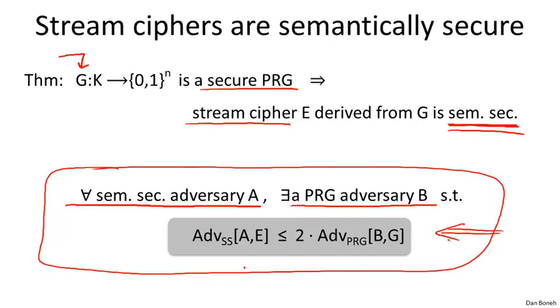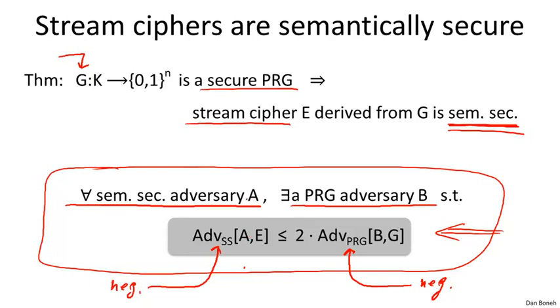Now, why is this inequality useful? Basically, what do we know? We know that if B is an efficient adversary, then since G is a secure generator, this advantage is negligible, right? A secure generator has a negligible advantage against any efficient statistical test. So the right-hand side is going to be negligible, but because the right-hand side is negligible, we can deduce that the left-hand side is negligible, and therefore the adversary that you looked at actually has negligible advantage in attacking the stream cipher E.